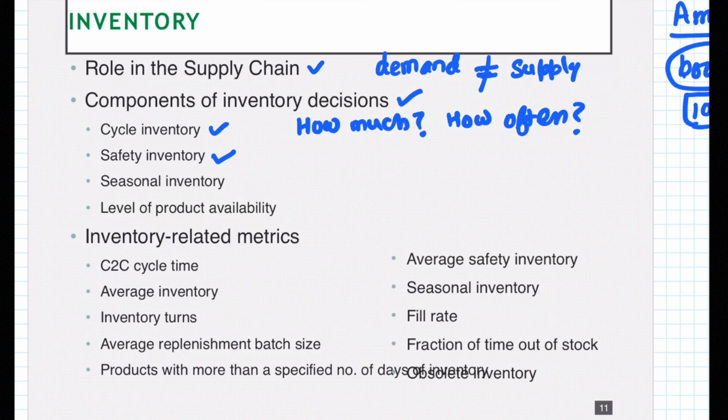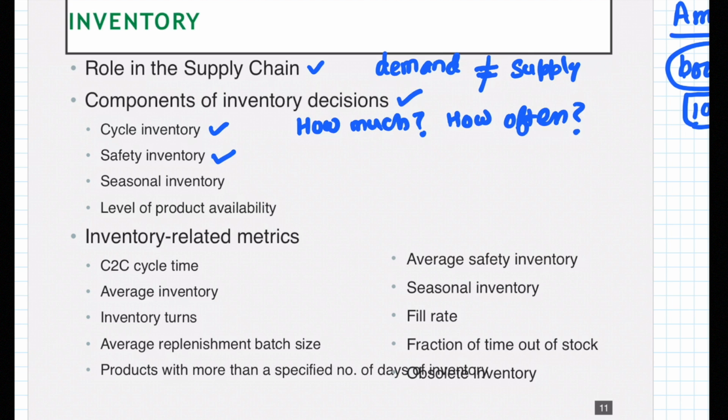So for example, businesses may have to keep high safety levels during holiday seasons because the demand is relatively high, whereas at other times they may not have to keep a very high level of safety inventory. So it will help to reduce stock out situations and therefore help reduce lost sales.